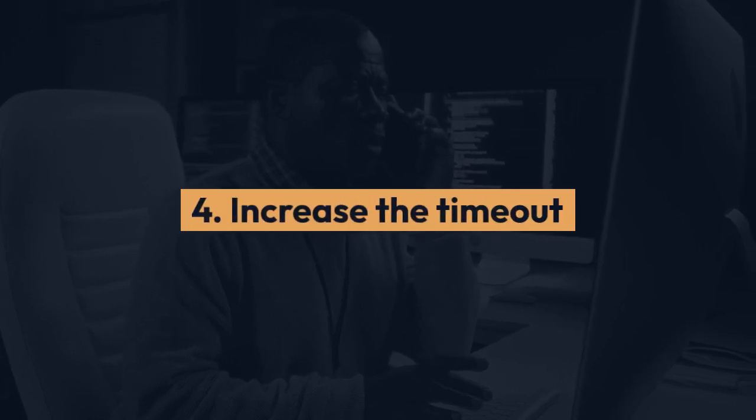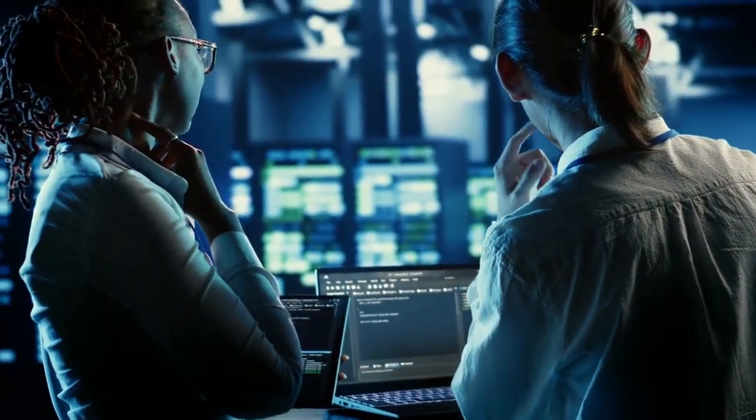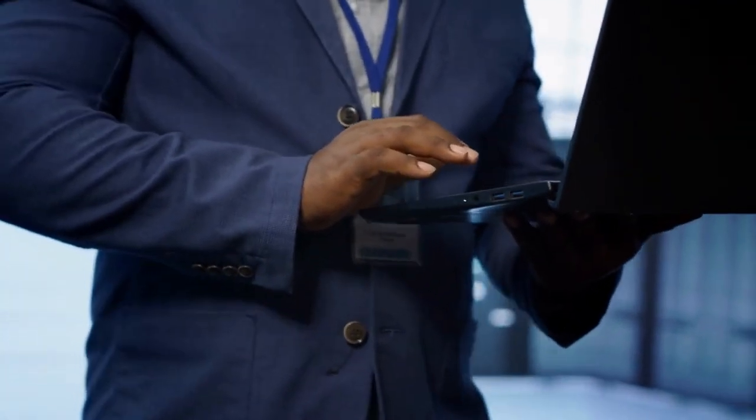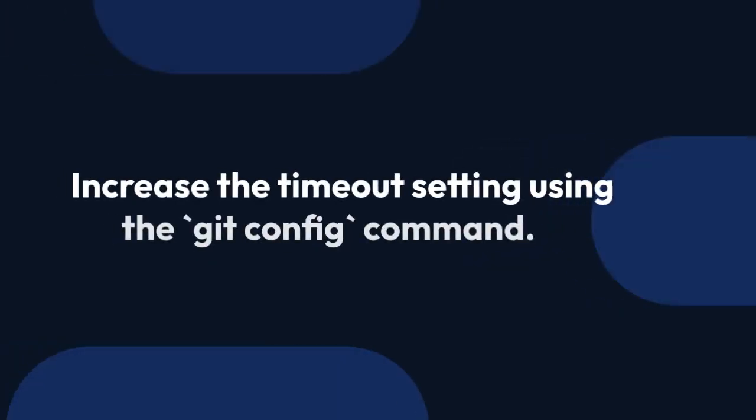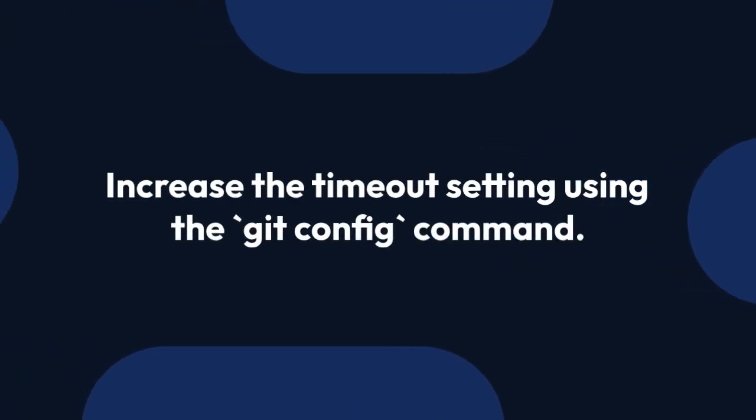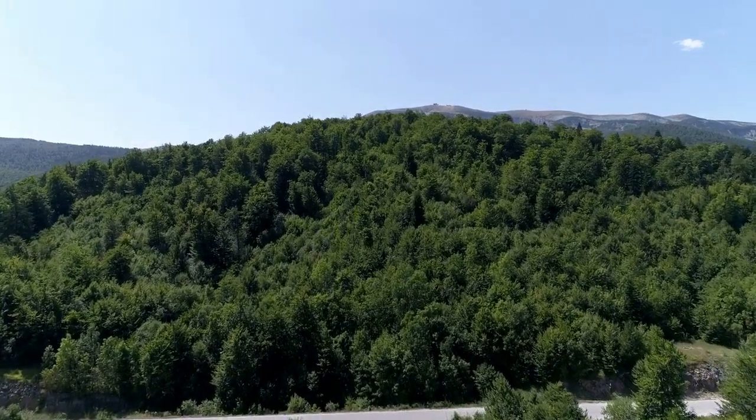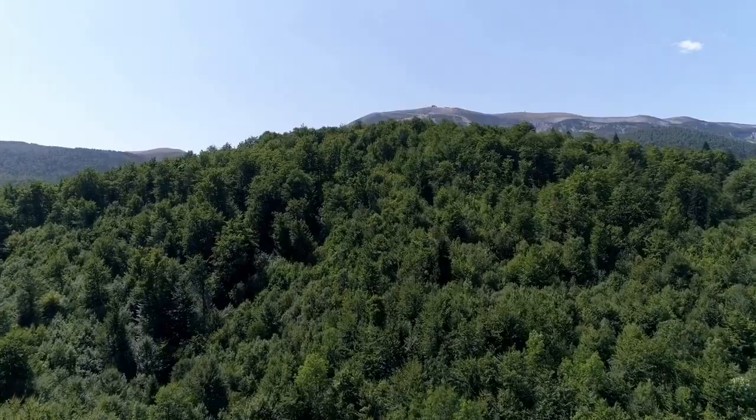4. Increase the timeout. Git has a timeout setting that determines how long it will wait for a response from the server. A short timeout might lead to the hung-up error if the server is slow or experiencing temporary network hiccups. You can increase this setting using the git config command. For example, git config --global http.postBuffer 524288000. This sets a larger buffer size, giving more time for the transfer. Experiment with different values if needed.